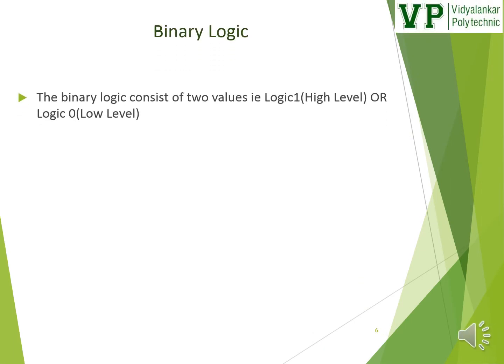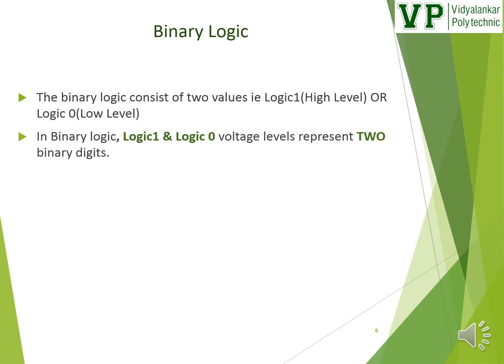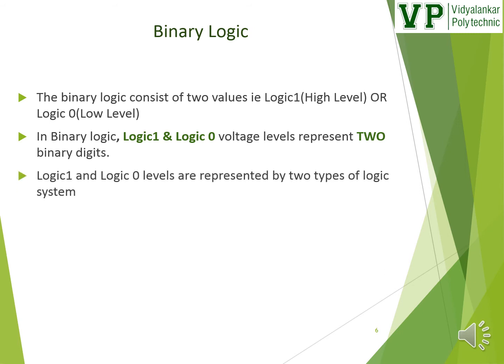Binary logic always consists of two values. That is, logic 1 represents high level and logic 0 represents low level. In binary logic, these two voltage levels are used to represent binary digits. Logic 1 and logic 0 we use to represent two types of logic system.